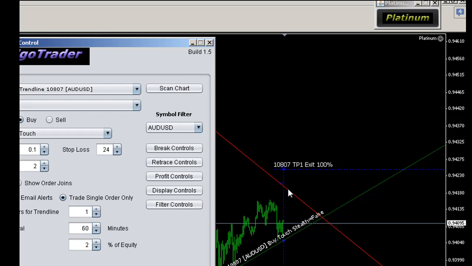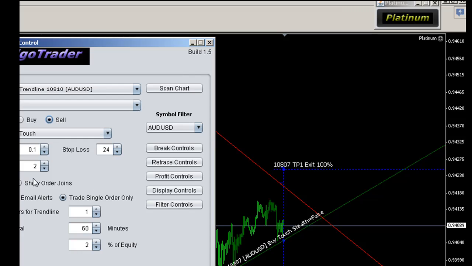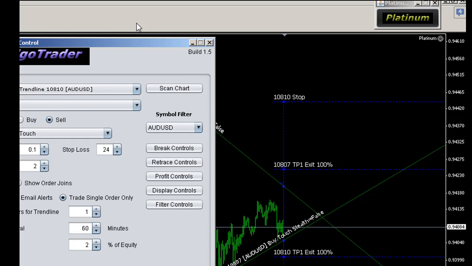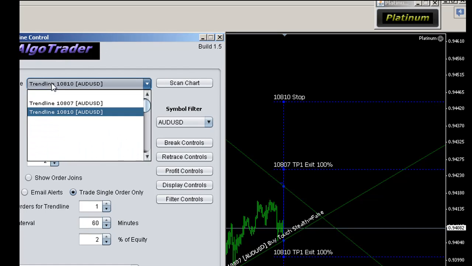What I'm also going to do is this resistance line up here, 10810. I'm going to set that up as a sell touch with a sensitivity of 2 pips, and when I save that, you'll see another trigger grid being displayed. So I'm just going to get rid of the grids to make life a little easier for us to see what's going on.